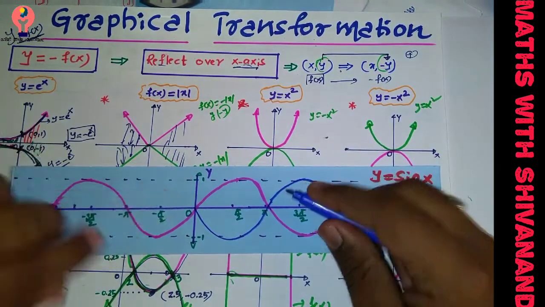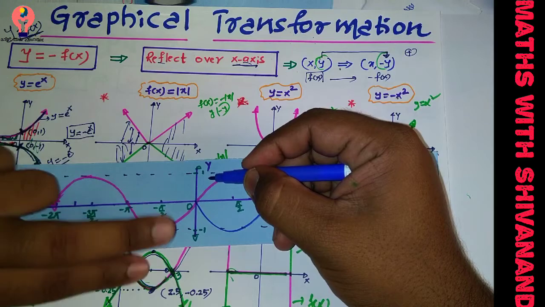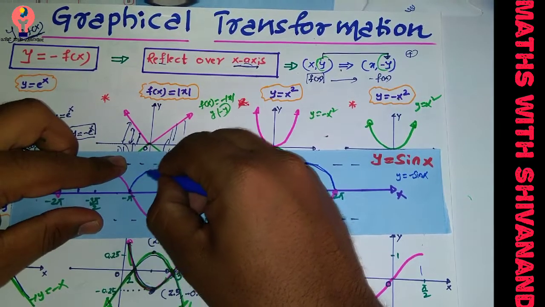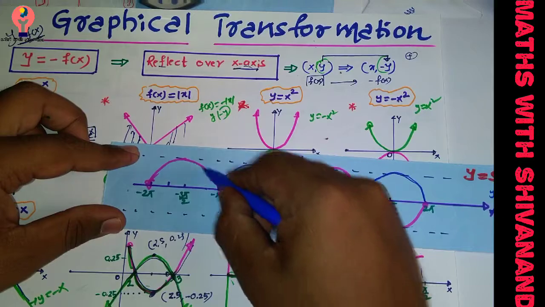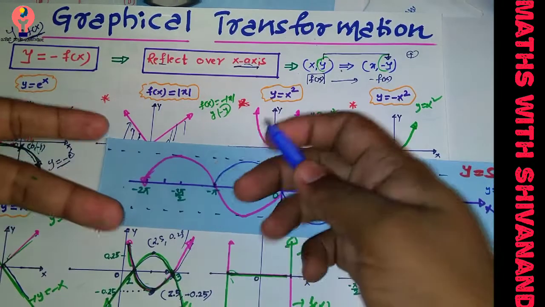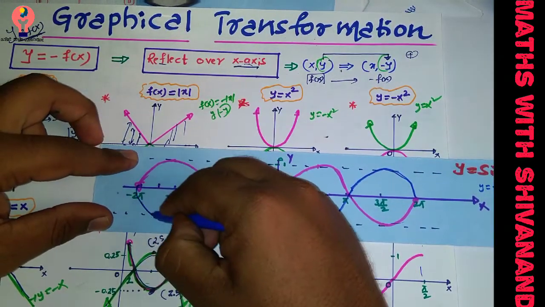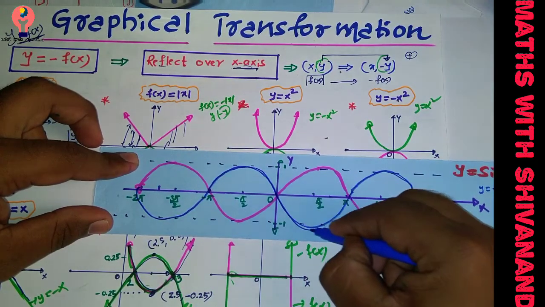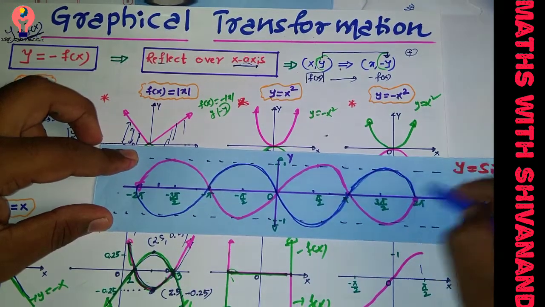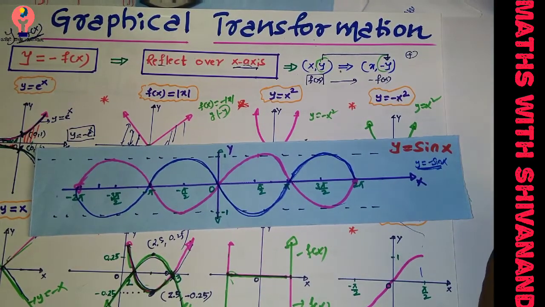Now the minus pi to 0 part is already below, so it has to get above the x-axis, definitely. Now this part, 0 to pi, is already above, so after reflecting, it will get down into the negative part. Yes, this is the graph of what? Y is equal to what? Minus sin x. Hope you understood this concept.